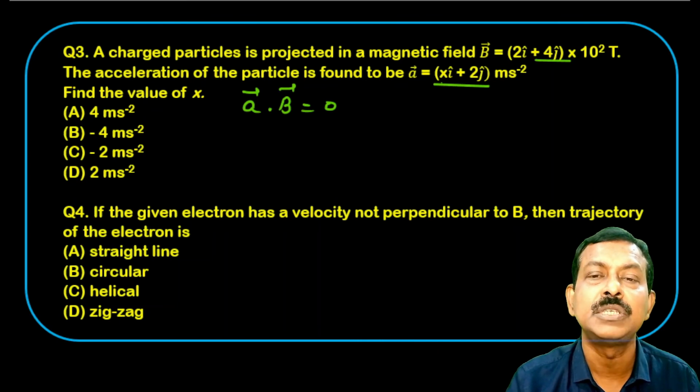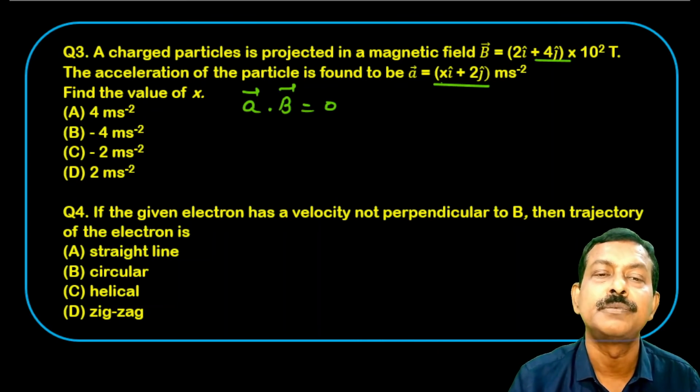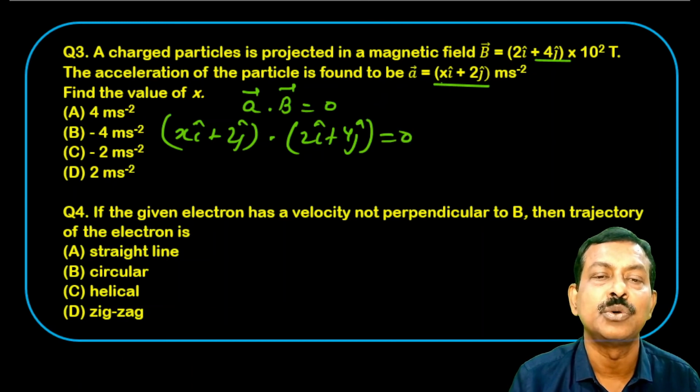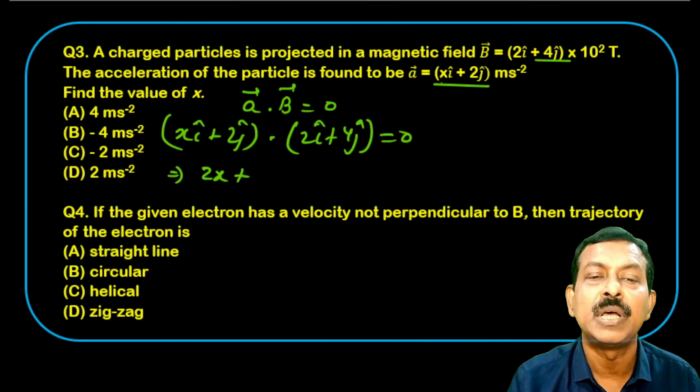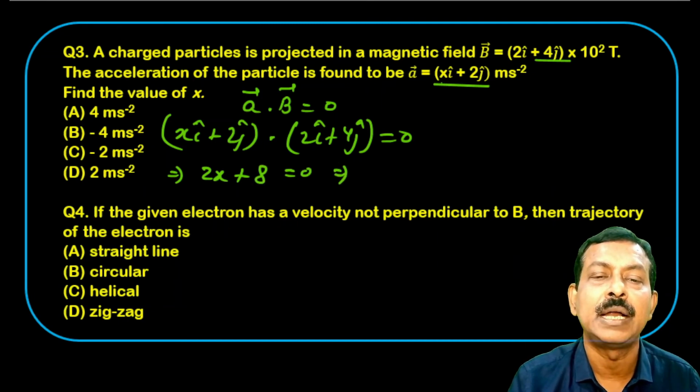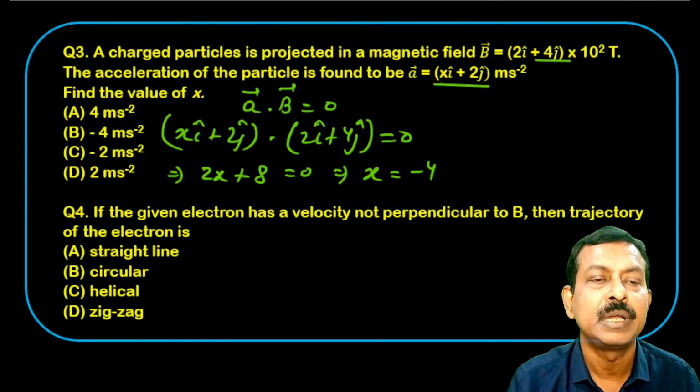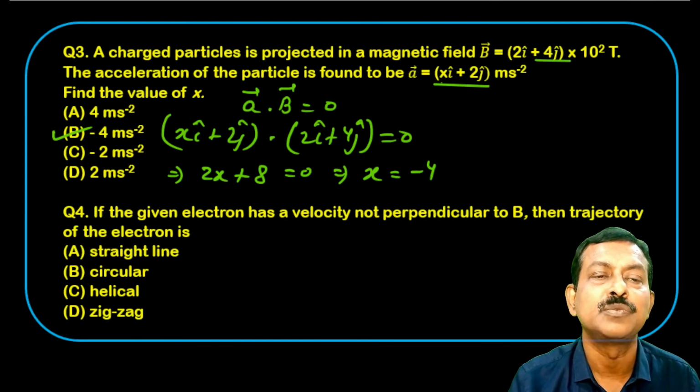So if I consider the dot product of xi plus 2j and 2i plus 4j, this is 0. 2x plus 2 into 4, that is 8, equals 0, and that implies that the x value will be equal to minus 4. So here the value of x, option A, will be minus 4. That means B is the correct one.